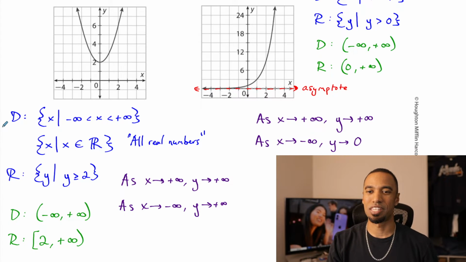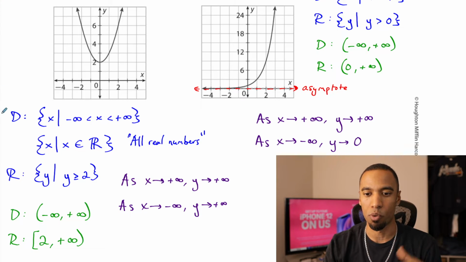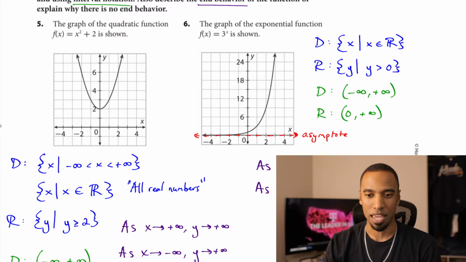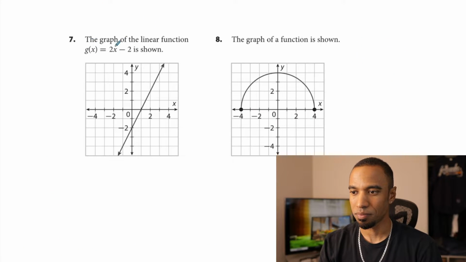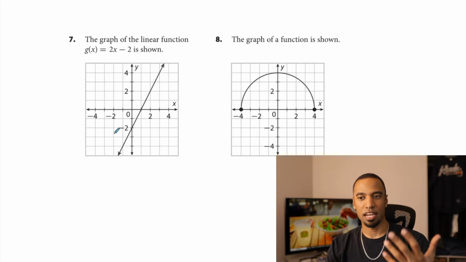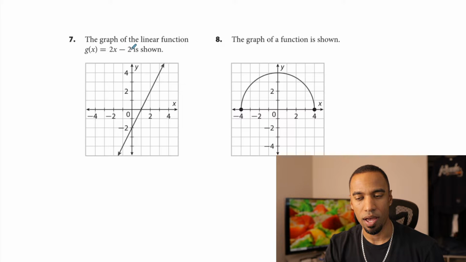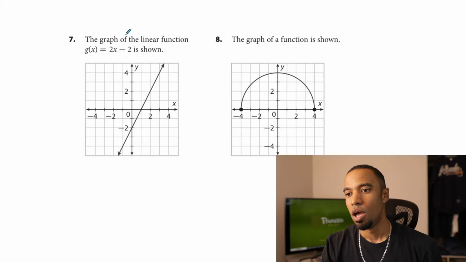All right, guys. So there's that first page stuff. I think it's more of the same, but let's see what comes next. So domain and range, end behavior, set and interval notation. So let's move forward. Numbers 7 and 8, and then we do some other stuff. Okay, number 7 and 8, another graph is shown. This is y equals 2x minus 2, so a slope of 2 and a y-intercept of negative 2.